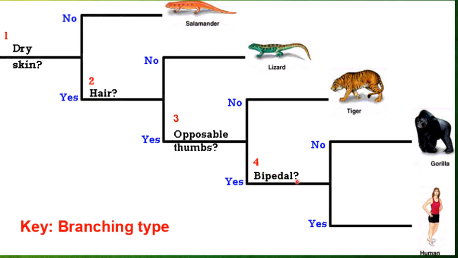Bipedal means the animal which can walk on 2 feet. So if yes, then it's a human being, because a human being can walk on 2 feet. And if no, then it can be a gorilla, because a gorilla has all these characters: dry skin, hair, opposable thumbs, but it is not bipedal. So if it is bipedal, it will be a human being. Like this, a key can be used for the recognition of organisms.